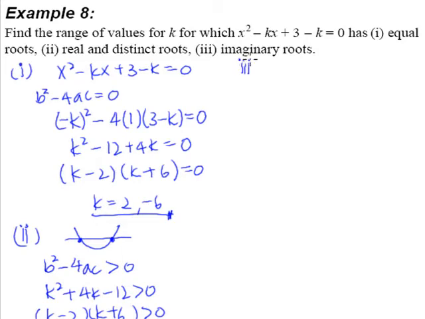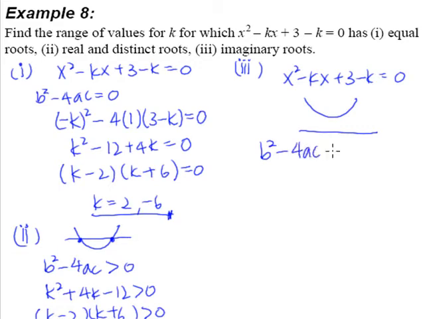Again, same equation, x squared minus kx plus 3 minus k is equal to 0. This is the same quadratic equation. But for now, I want the quadratic equation to have only imaginary roots. To have imaginary roots means that this curve will look like this, with no roots at all. When a curve that looks like this has got no roots, it means that our b squared minus 4ac should be less than 0.